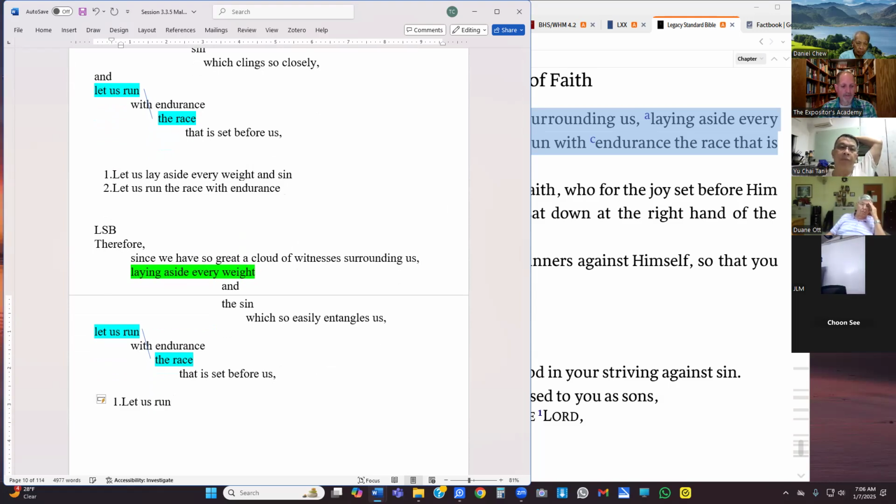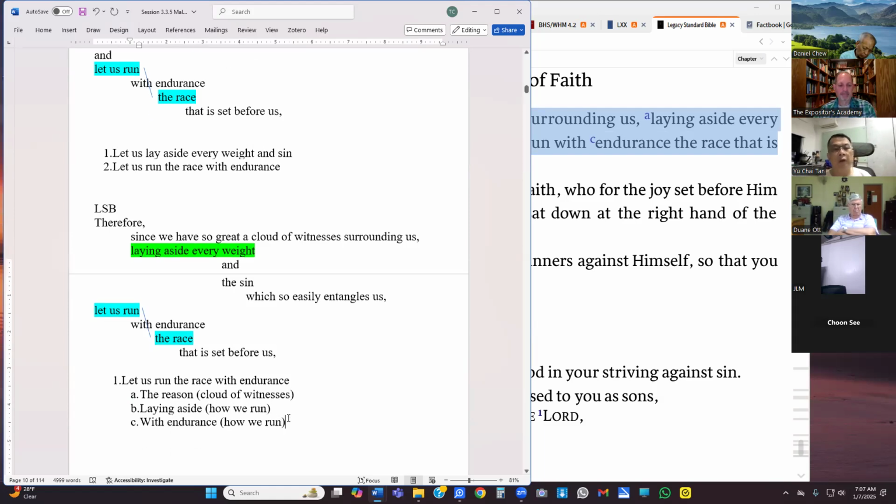Let us run the race with endurance. And the laying aside actually modifies that. So what we'd have underneath, we'd have the reason, the cloud of witnesses. And then we'd have how: laying aside, how we run, and then with endurance. So these would all be supporting points.